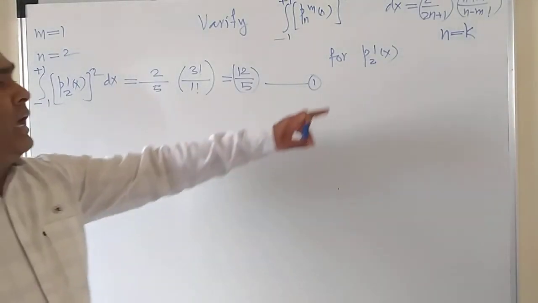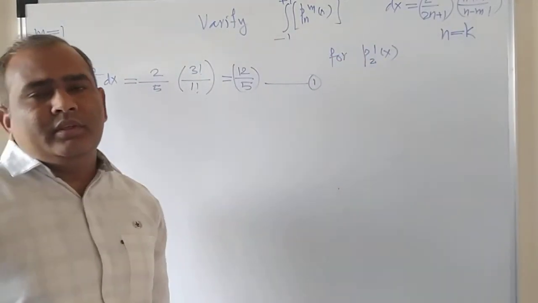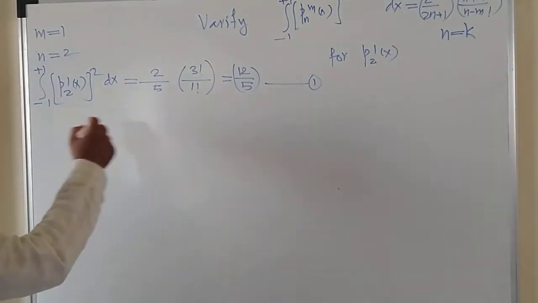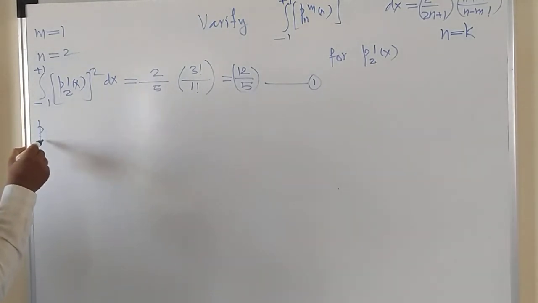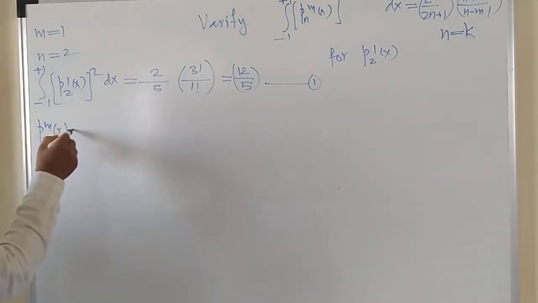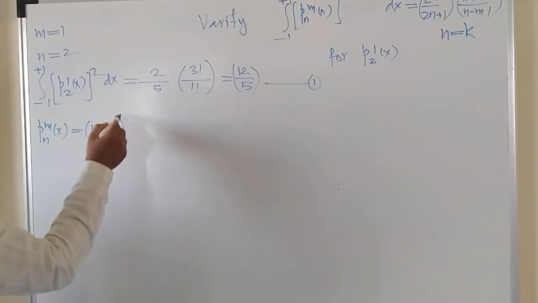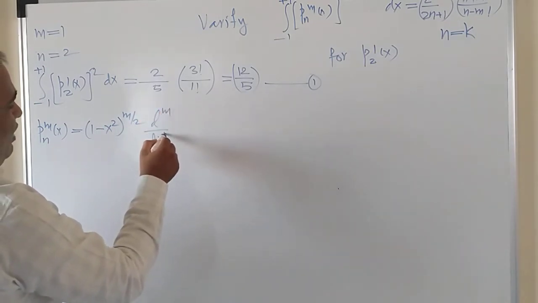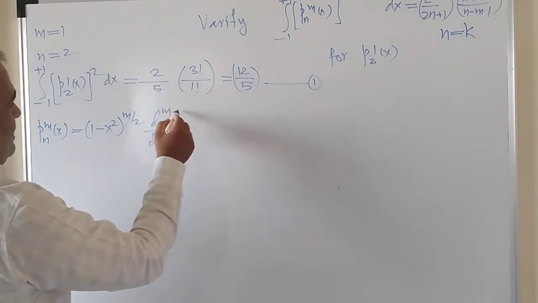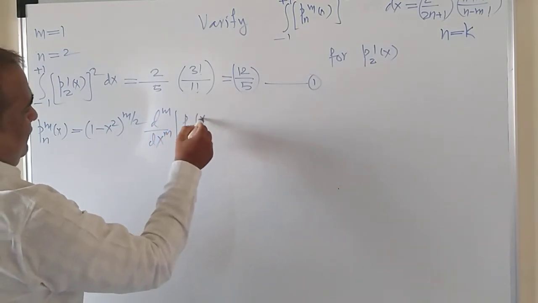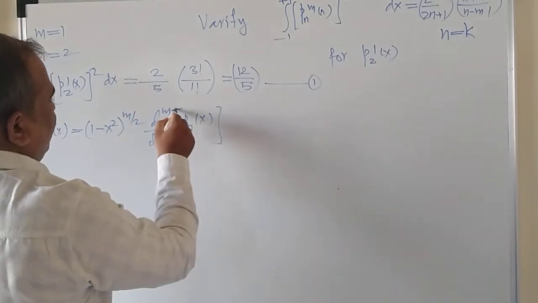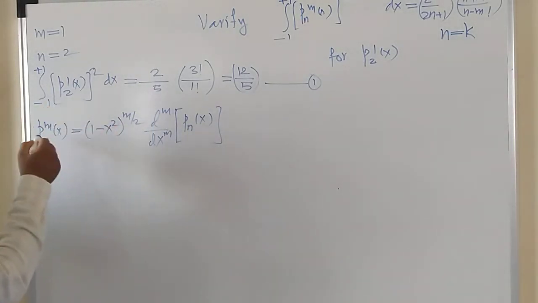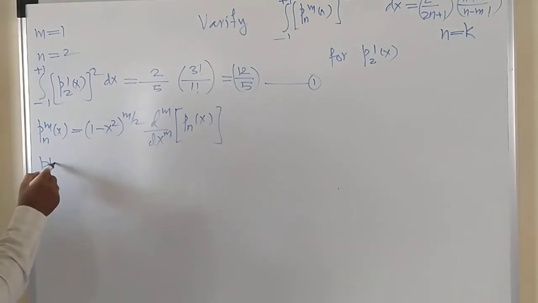Now calculate the values of P21 of x and multiply these two, and let us check whether you are getting the same value or not. So we know that Pn m of x is equal to 1 minus x square raised to power m by 2, and mth derivative of Pn of x. This is the formula for associated Legendre polynomial, we know that. And by this formula, you can obtain the value of P21 of x.